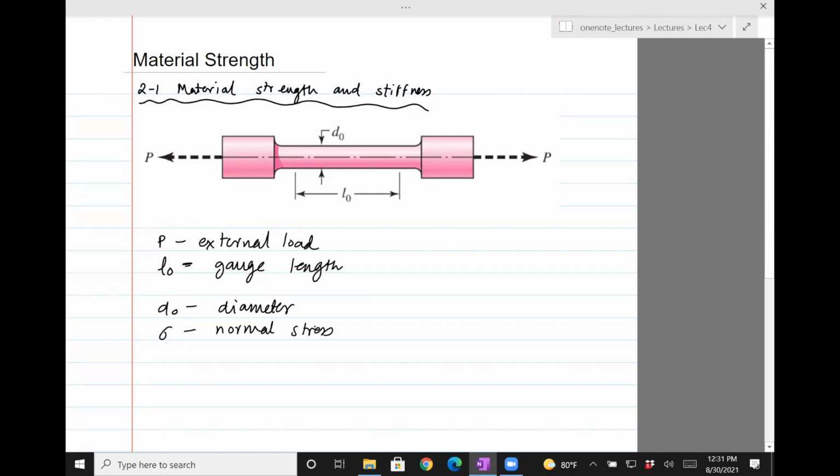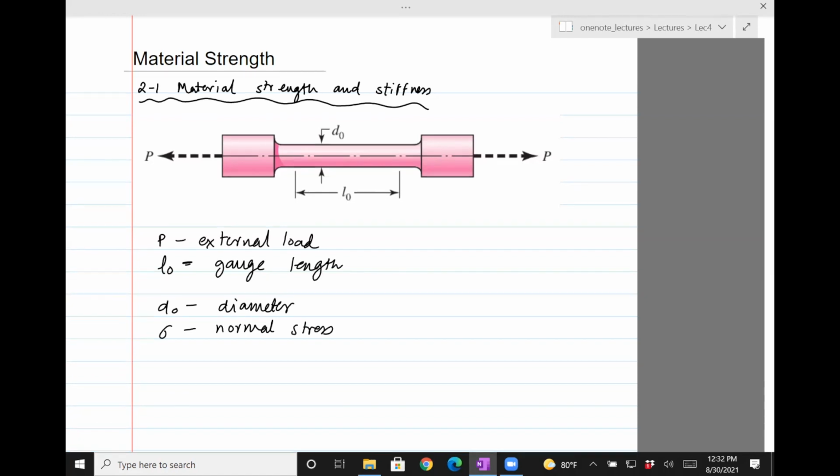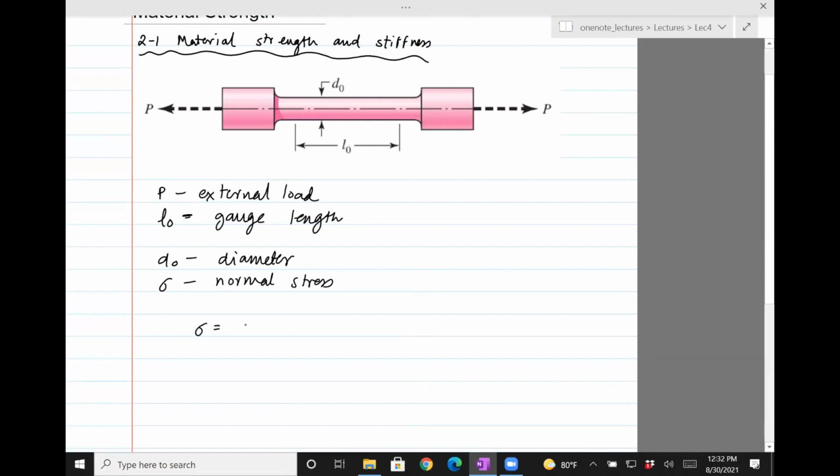Okay, in this case, the item in consideration is not going to be stressed in shear. It's only going to have a normal stress. So you've seen the formula for the normal stress. It's basically force, in this case P, divided by cross-sectional area. So it's this area which you don't see. It's in the plane of the paper. It's pi times d0 squared divided by 4.